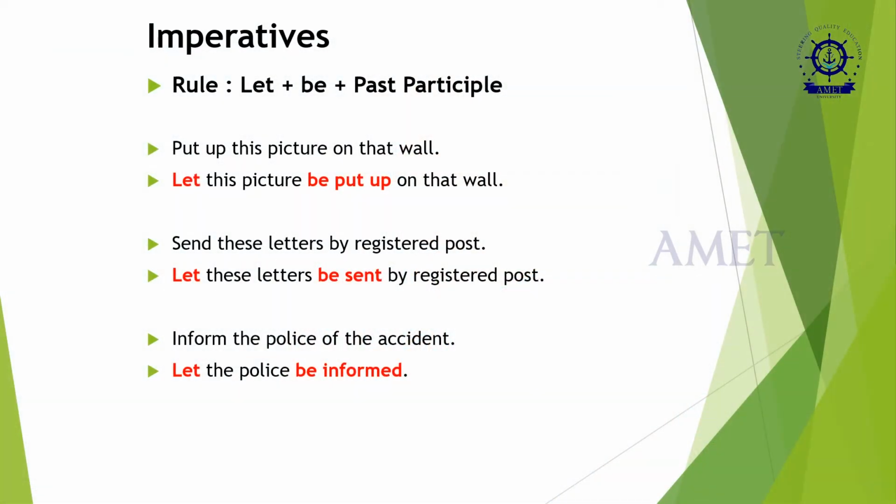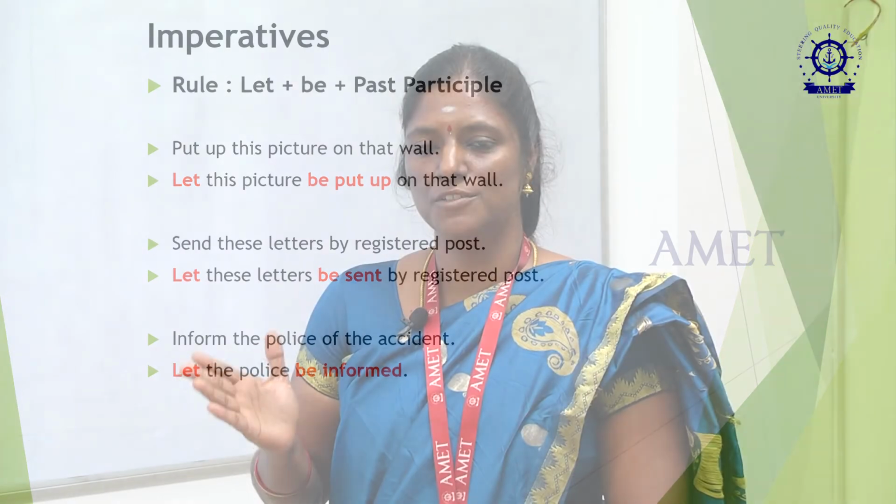Next, find out which one is the verb. Here put up is the verb. Now we are going to change this sentence into passive voice. The passive of an imperative sentence must begin with the word let. So let, then we have to add the subject, that is this picture. So let this picture, then we have to add the auxiliary, that is be, the be form.